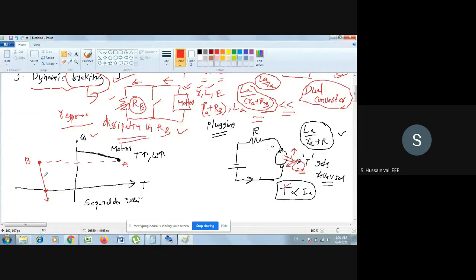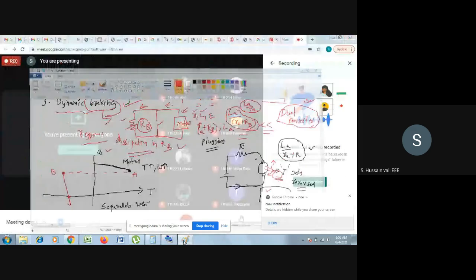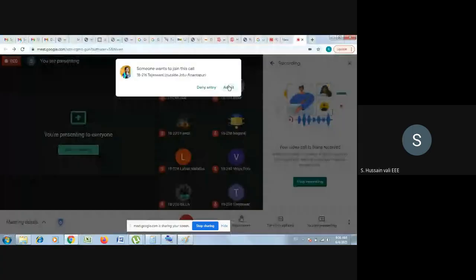That is what happens, because when you reverse the terminals of any motor, first of all the speed of the motor will come to zero, and after that it accelerates in the opposite direction. So before it accelerates in the opposite direction, you disconnect the supply. That's it. You have stopped the motor like this. These are the three methods of electrical braking. I hope you know them by this time.